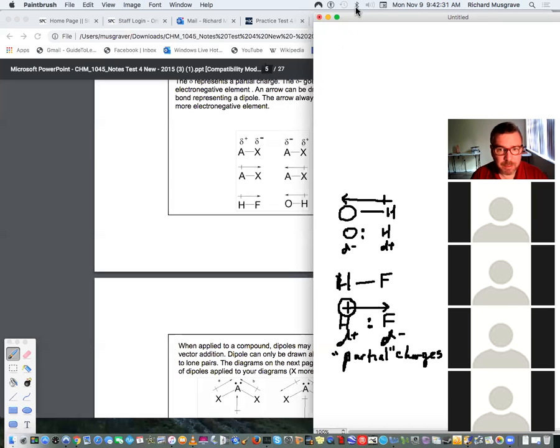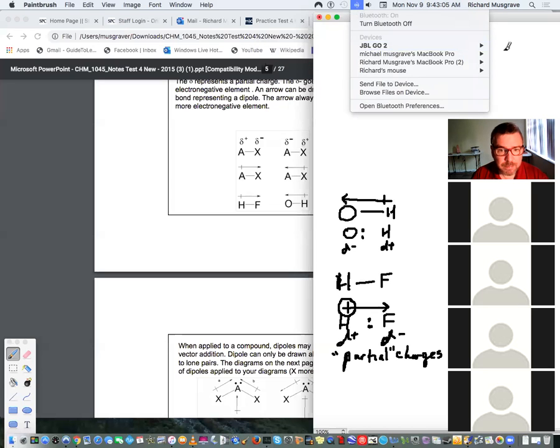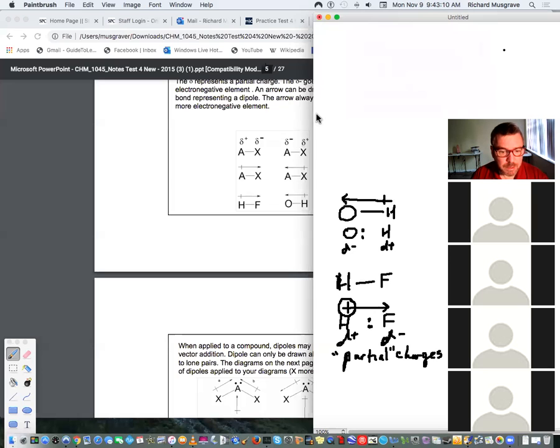Sorry, I'm just trying to get this thing connected properly. For some reason, it won't. All right, let me turn it off and turn it back on again. All right, can somebody speak, please? Can you hear me? I'm not hearing you. I'm going to have to disconnect this and plug in my headset. Okay, can you hear me? Yes, we can hear you. All right, I can hear you now.